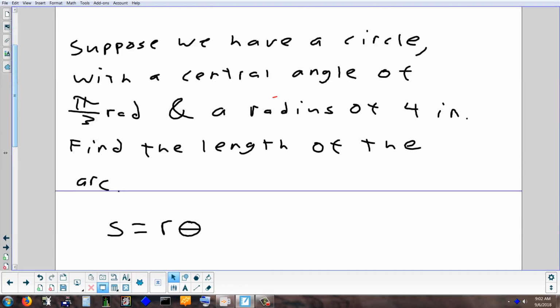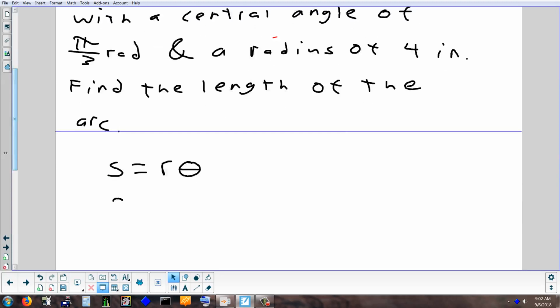Okay, so let's start with S. Joe, what does S stand for again? S stands for the... Can you help him out? Yeah, go ahead, Chris. Arc length. That's the arc length. Well, the problem is saying find the arc length. So we don't know S. So we'll leave that as a variable.